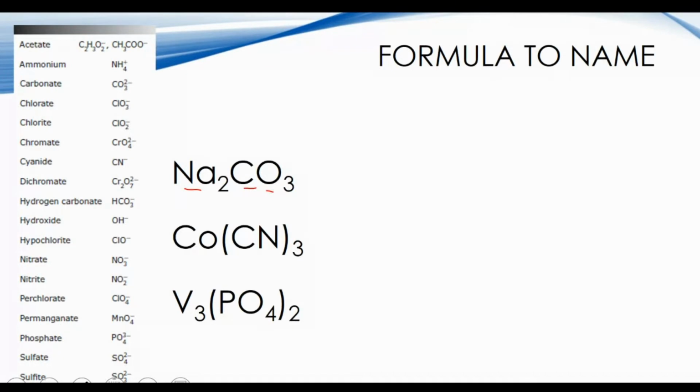So we go back to the idea of naming the metal, then if it needs to, having a Roman numeral, and then going with the name of the polyatomic, because this is ternary. So we're going to write sodium. And I'm not going to write down a Roman numeral because I know that sodium only has one oxidation number, +1, right?